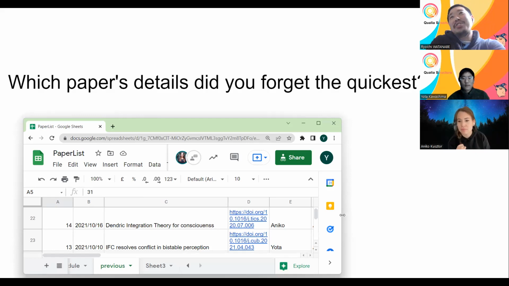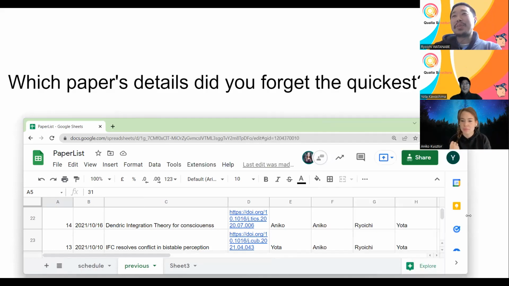I can't choose just one, because I forgot some talks almost entirely. And for me, the simulation or mathematical, complex studies are so difficult that it is easy to forget these papers.